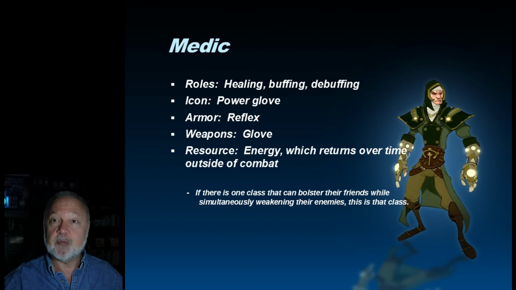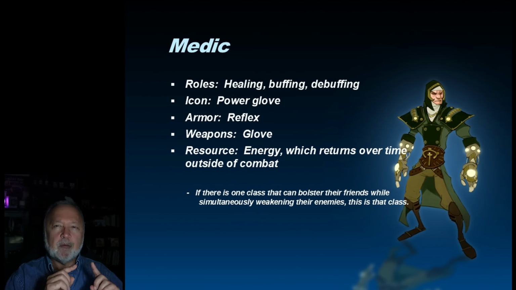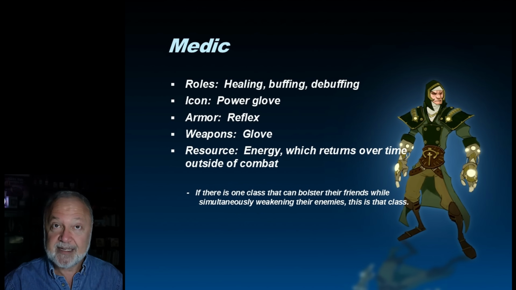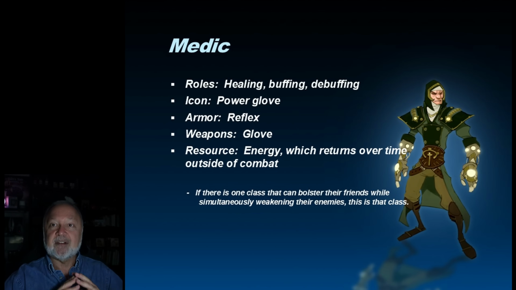And then his resource was energy. He'd start with full energy, and then it would return over time. Originally, we wrote it returned over time outside of combat. I think we were thinking it would come back slowly in combat, but there were ways for him to get it from enemies. He could pull energy in, and then outside of combat, it regenerated quickly. So I wrote, if there's one class that can bolster their friends while simultaneously weakening their enemies, it's this class.